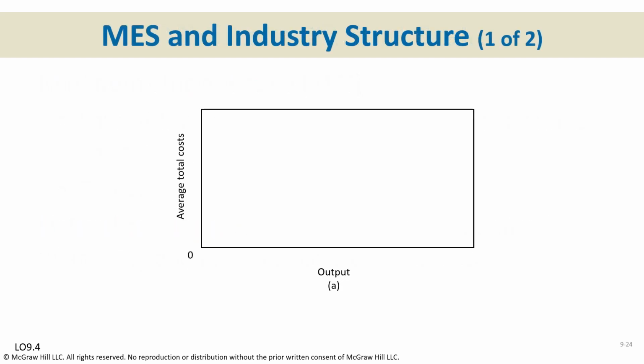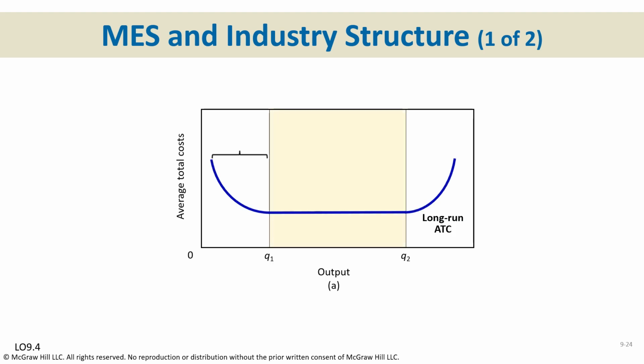This is a long-run ATC curve showing industries with an extended range of constant returns to scale. These industries will be populated by firms of many different sizes. Small and large-scale producers will coexist and be equally successful. MES occurs at an output of Q1.